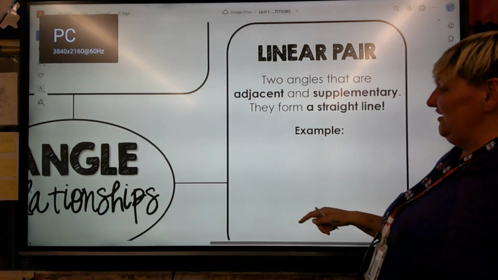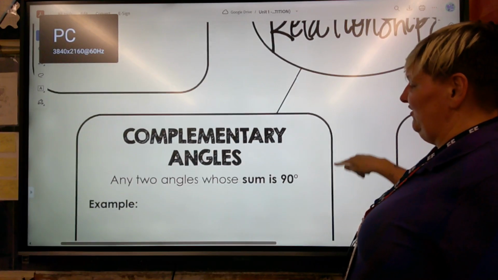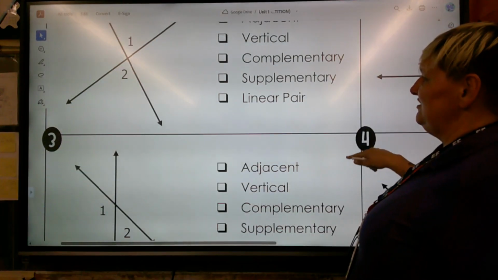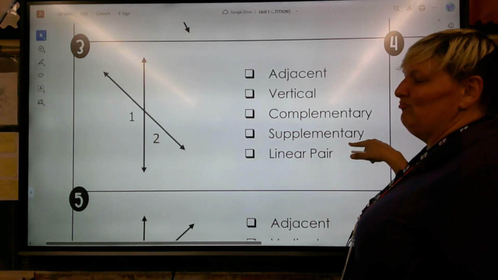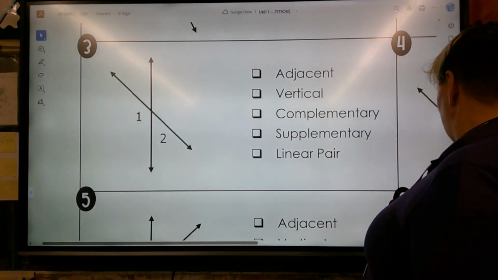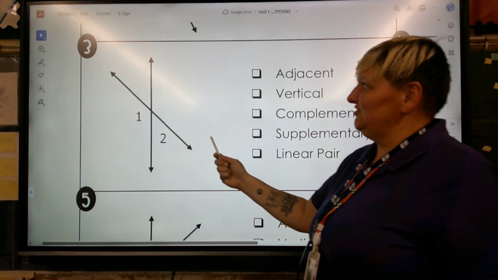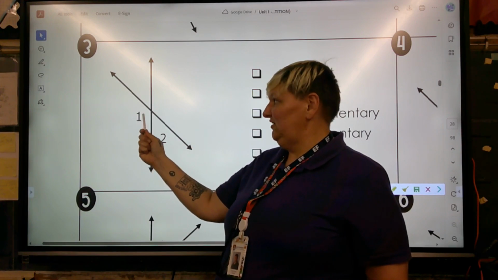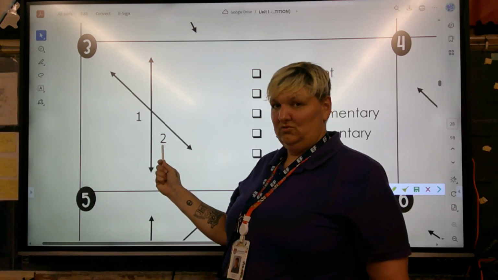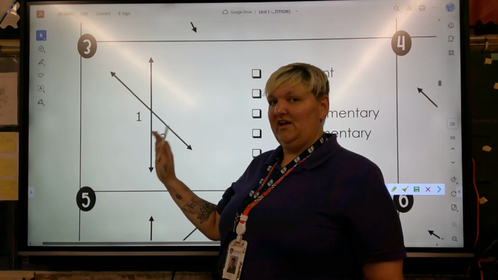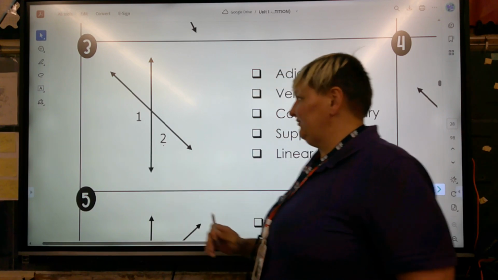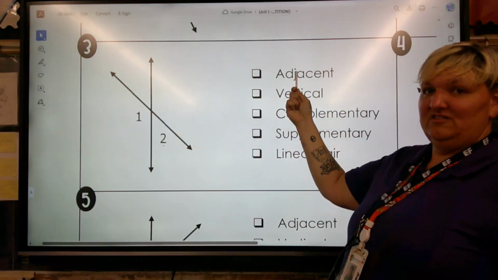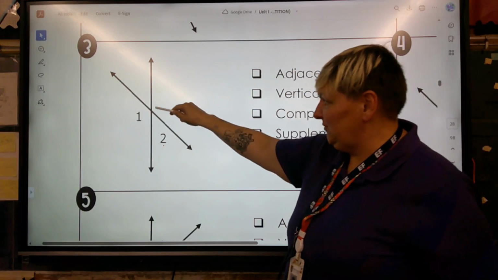Now, you must remember to look carefully at your angles, whichever angle it asks you to look at. And you must remember that some angles have multiple relationships. So, for example, there's a lot of angles here. It only wants you to focus on the relationship between angle 1 and angle 2. Let's focus on angle 1 and angle 2 for now. So, angle 1 and 2, are they adjacent? Are they side by side? Do they share a common wall?